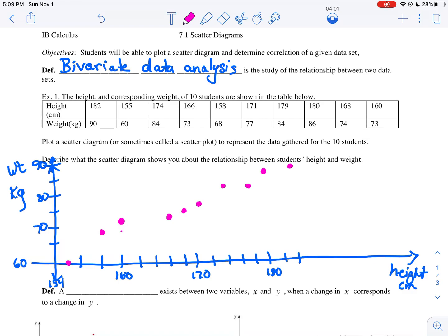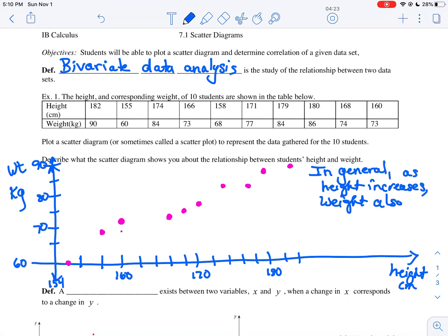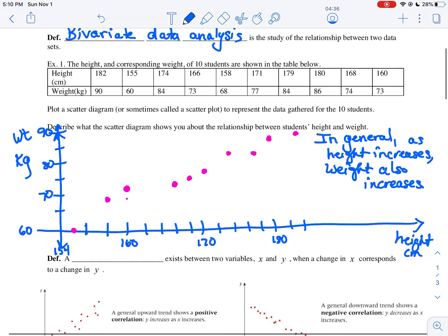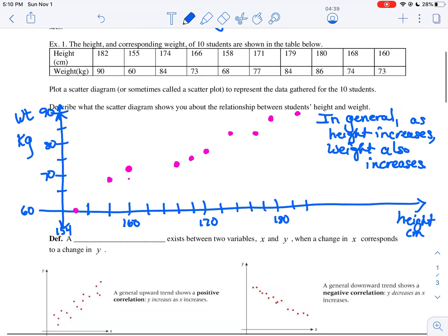So in general, if I wanted to summarize what I'm seeing, as height increases, weight also increases. The purpose of plotting a scatter diagram or a scatter plot is to look and analyze the information. Okay, so it does look like a general trend is as height increases, the weight increases.